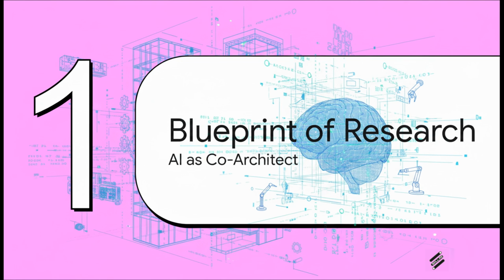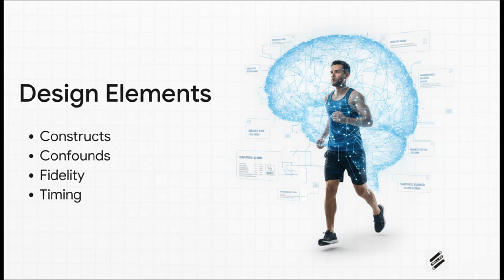Section 1. The blueprint of research. AI as your co-architect. A lot of people assume AI is just for crunching numbers post hoc, at the very end. But its real power, that's acting as a thought partner up front. AI is incredible at helping you systematically map out complex variables, things like constructs, confounds, fidelity, and timing. For instance, if you want to study exercise, well, AI will prompt you to actually operationalize it. What type, what duration, what intensity.